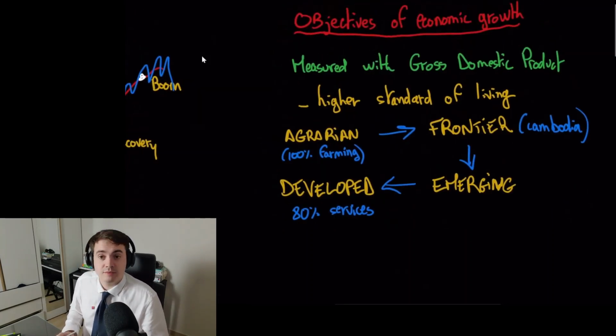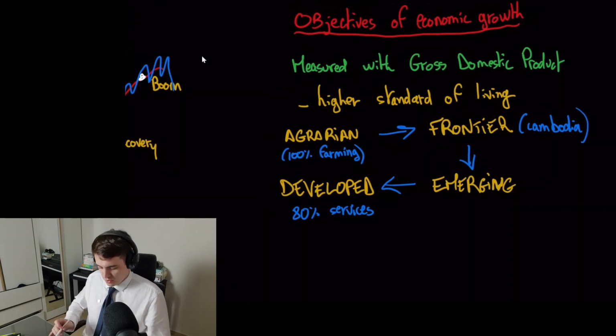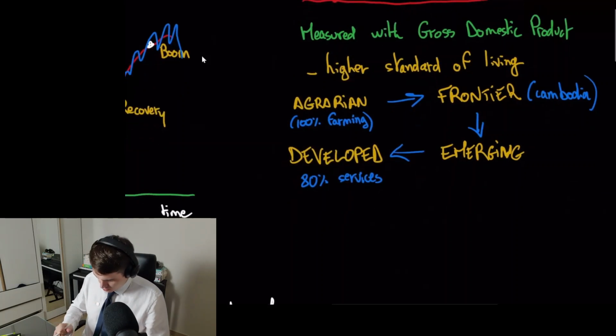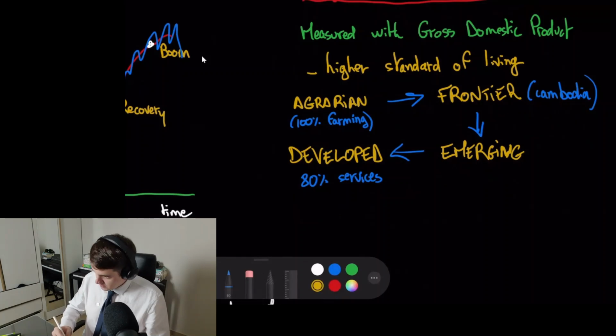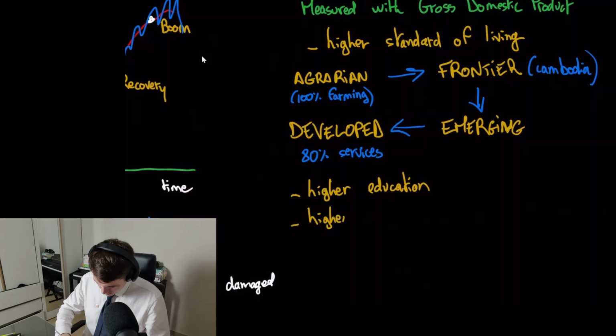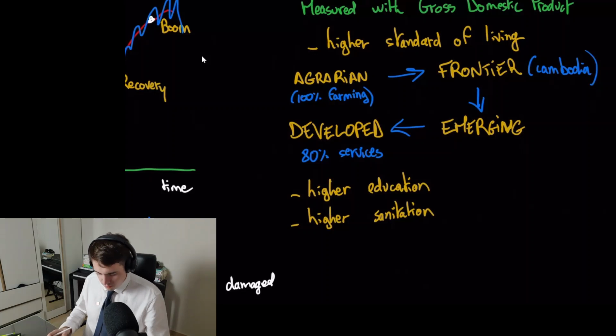So that's why you're trying to get GDP growth. You want to go up those steps, right? What else? We could talk about higher education and higher sanitation. Just overall higher standard of living, which is connected to my first point.